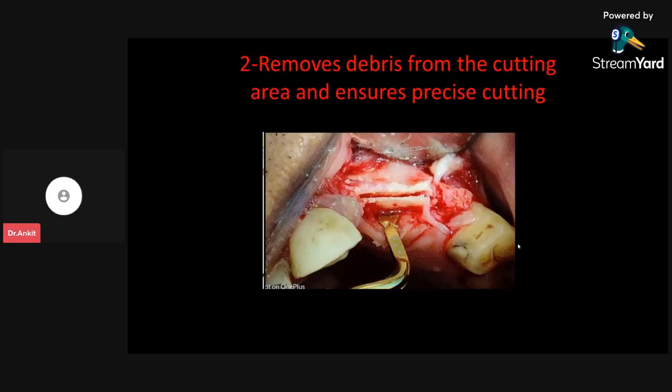So now you can see the difference between the exact cutting of the bone, as well as there's no debris in the cutting area, and it allows the precise cutting, which you can see. Can we appreciate the splitting of the bone? The splitting of the bone in this area is only about 1 to 1.5 mm, which we have split beautifully. So in such a scenario, you can remove the debris from the cutting area and it ensures precise cutting.